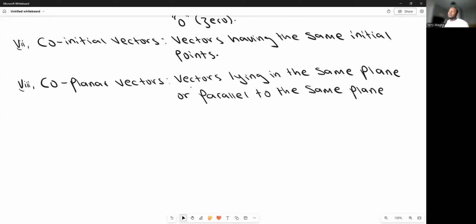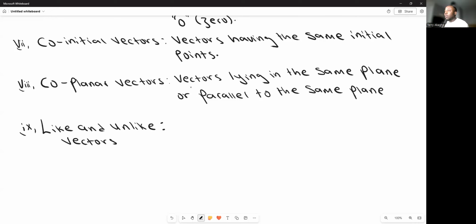Number 9, the next one we're going to talk about is the like and unlike vectors. So these are vectors in the same direction. If the vectors are in the same direction, it's a like vector. But if the vector is in the opposite direction, it's an unlike vector. So that is number 9. So we have like and unlike vectors.